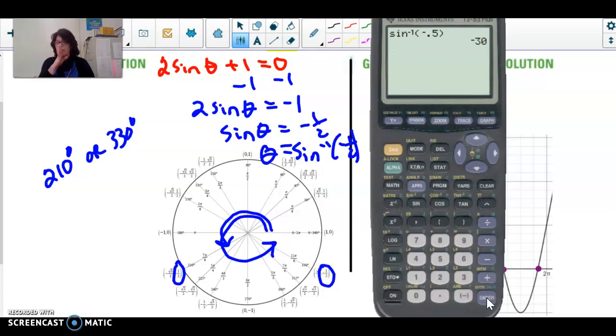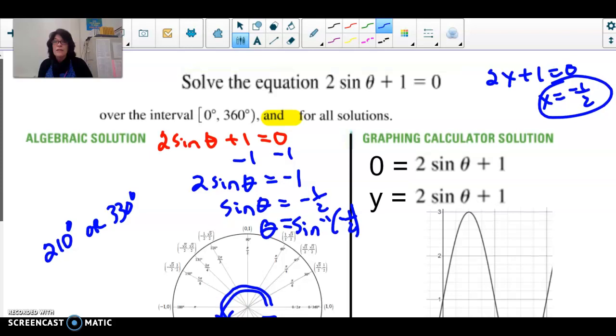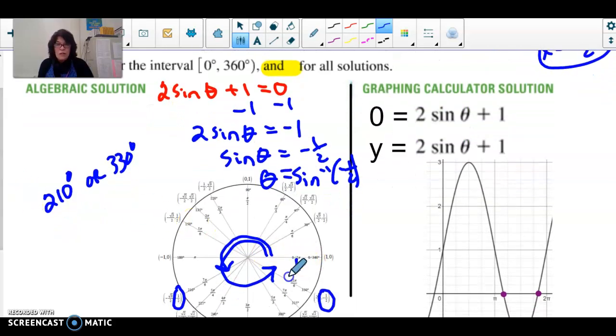It gave me an answer that's coterminal to the answers that I want. The calculator, in this case, will help you find the answer. Don't just write down what the calculator gives you. I don't want a negative angle. It clearly says over the interval 0 to 360. And the calculator told me that the answer was -30.